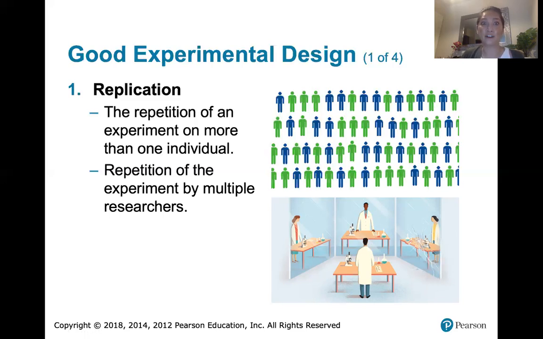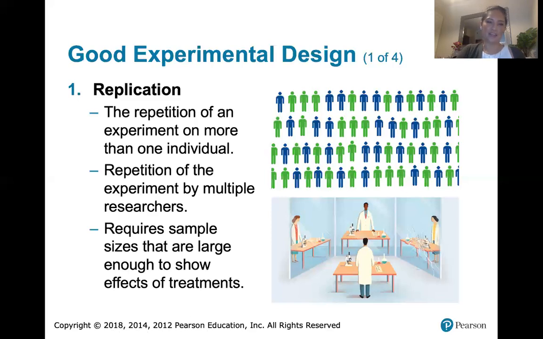Larger samples are better because if you have applied a treatment to 200,000 people, that's going to give you a better sense of whether or not it works than if you apply it to one person and then you just look for the effect on that one person. So again, this just is talking about sample size. Replication requires sample sizes that are large enough to show us the effect of treatments.